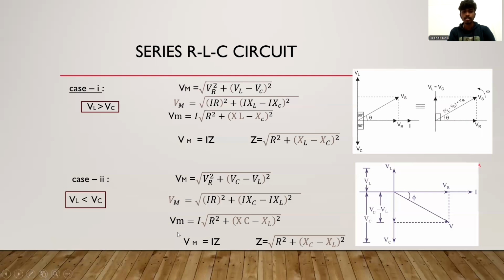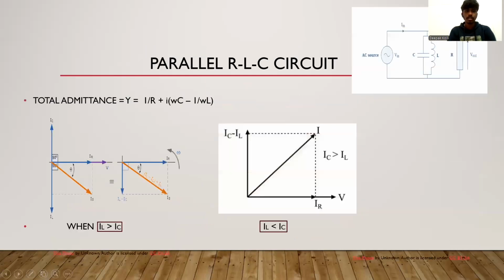Finally, the source voltage is equal to IZ, where Z is the impedance. But here the impedance will be root of R square plus XC minus XL whole square. These are the two cases we encounter in a series RLC circuit.